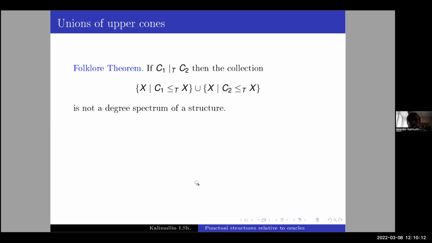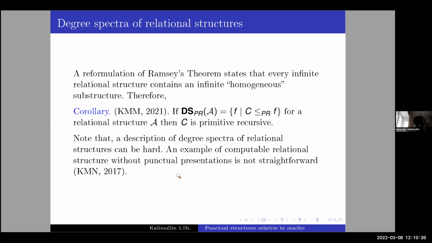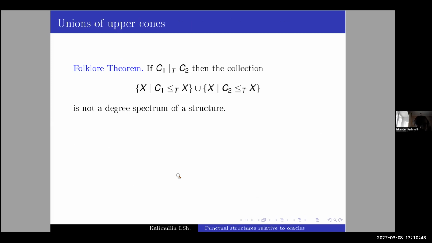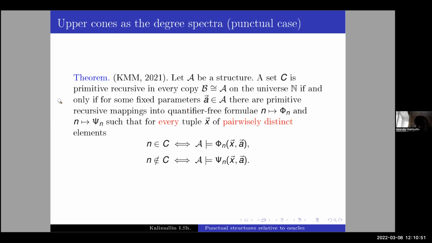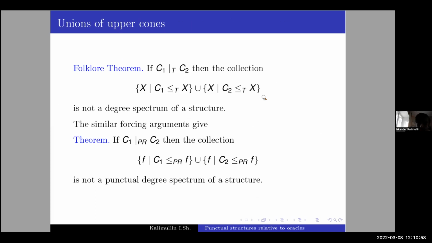Okay. How about the cones? The unions of the cones. It's a Folklore result that the union of two upper cones is not a degree spectrum of a structure. It follows from the forcing presented in this theorem. It's a forcing result which is not so difficult. And it's a folklore theorem, a well-known result. But now we can use the forcing in that theorem to get a similar result for PR degree. So the union of two upper cones is not a punctual degree spectrum of a structure.